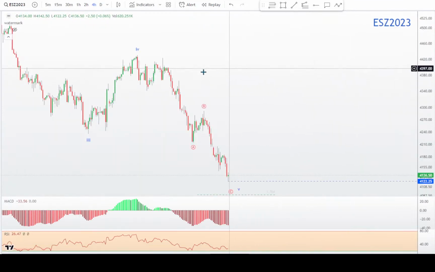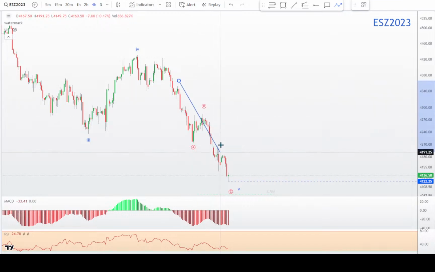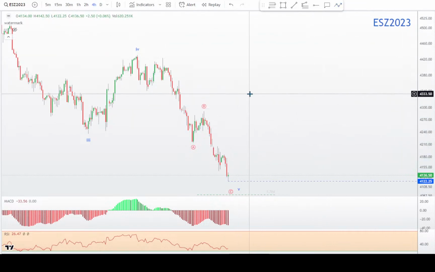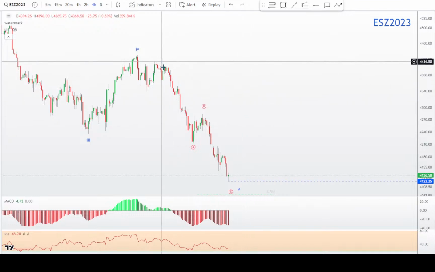Here's the S&P. And where's the 19th? Right here. So right here is the 19th. And from the 19th, all the market did is go down. So there's not always that one-to-one correlation between either the dollar index or the yields.